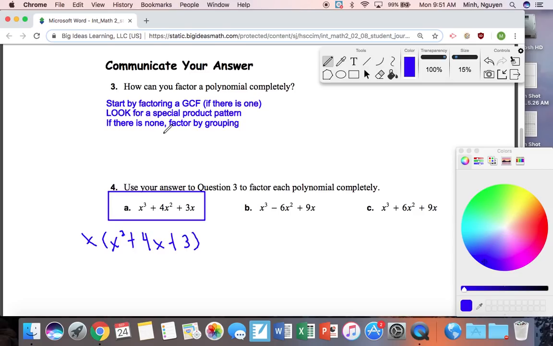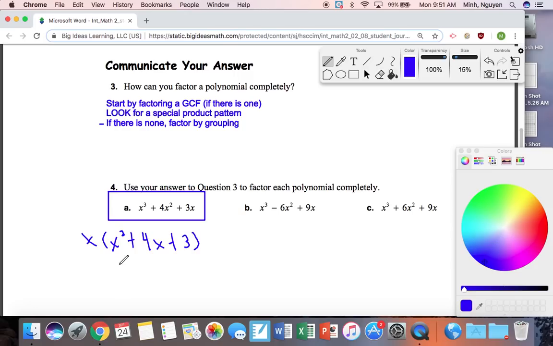And then look for a special product pattern. Can I take the square root of x squared? Yes, it's x. Can I take the square root of 3? No, it's going to be some number that you're not familiar with, but it's also not a whole number. What else can you do? If there is none, factor by grouping.